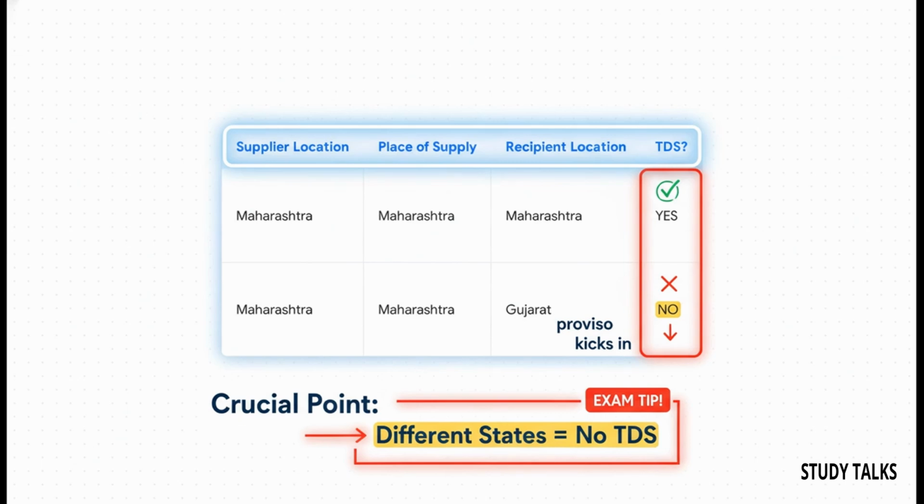Simple, right? But now look at the second row. The supply is still happening in Maharashtra, but the recipient is registered in Gujarat. Because the recipient is in a different state, the rule kicks in and bam, no TDS is deducted. The key takeaway: if the location of the supplier and the place of supply are in a state that's different from where the recipient is registered, it breaks the TDS chain.